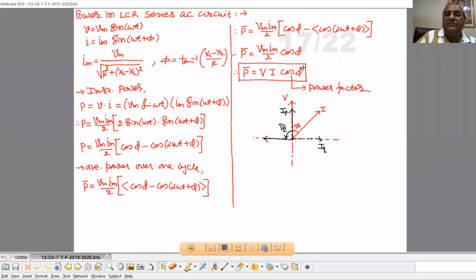So if power factor is high, then the power loss will be minimized. બરોબર છે? એટલે એક issue થાય.